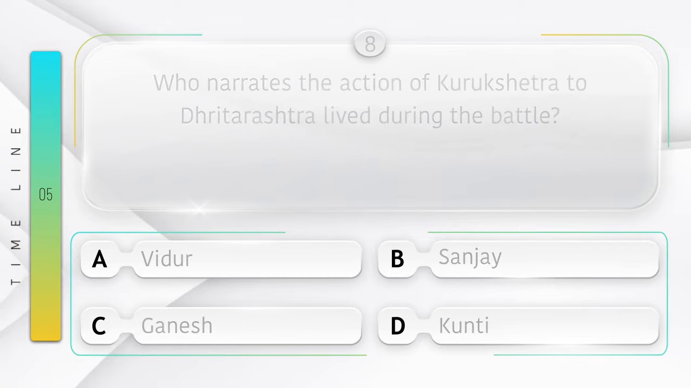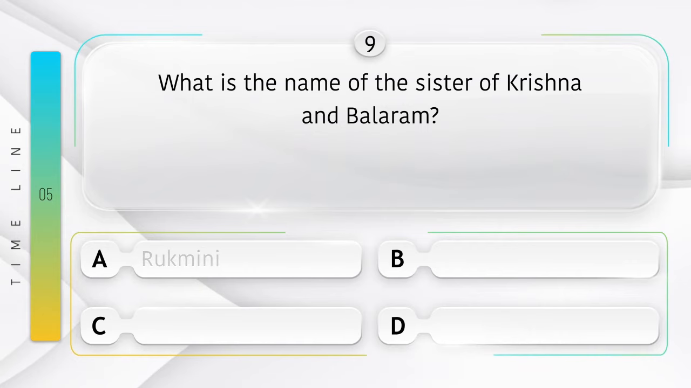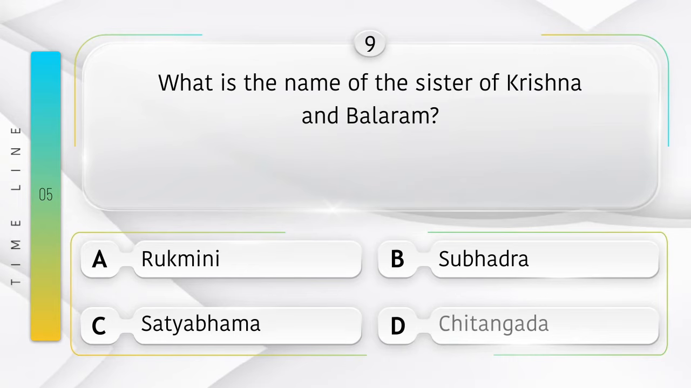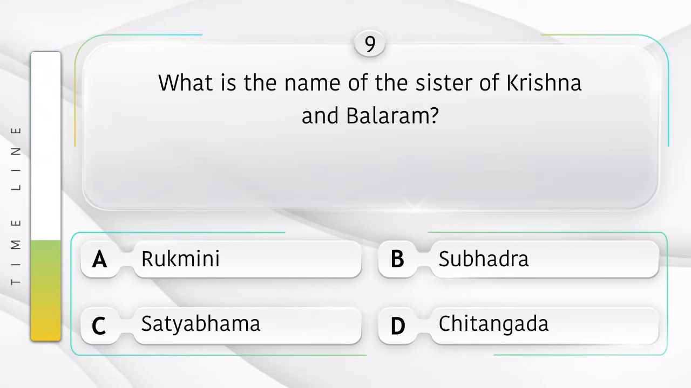What is the name of the sister of Krishna and Balram? Option A. Rukmini, B. Subhadra, C. Satyabhama, D. Chitangda. Answer is option B. Subhadra.